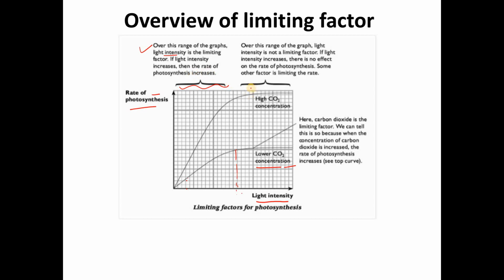If you look at these two graphs, here the carbon dioxide is the limiting factor. We can tell this because when the concentration of CO2 is increased, the rate of photosynthesis increases. So over this range of the graph, light intensity is not a limiting factor. If the light intensity increases, there is no effect on the rate of photosynthesis. It means we need to change other parameters, maybe the chlorophyll, maybe the water, or some other factors.